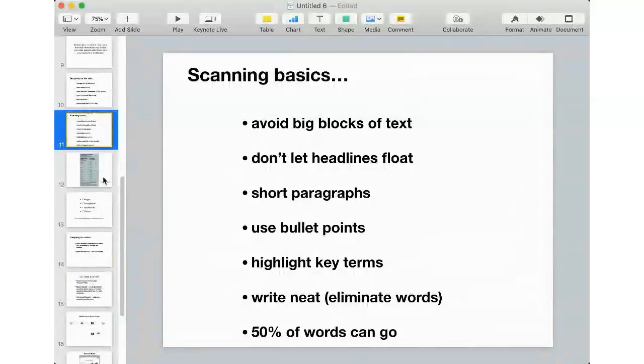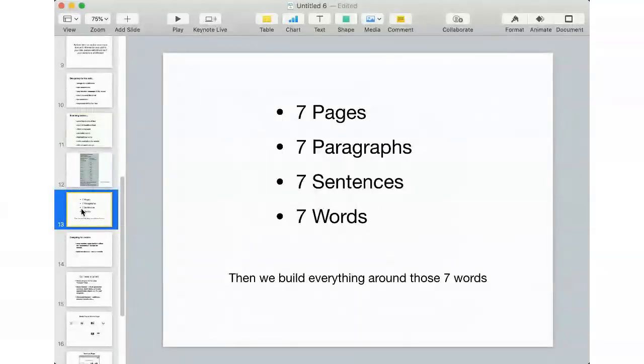And I gave you a little chart last week. If you want something to be understood and clearly comprehended, keep your words in the sentence at about 8. I also gave you this little process I used to use with my students. Give me 7 pages, and then I would give it back to them and say, now narrow that down to 7 paragraphs. Now narrow that down to 7 sentences, and then narrow it down to 7 words. And I took those 7 words, and that's what we built everything around, those 7 words.